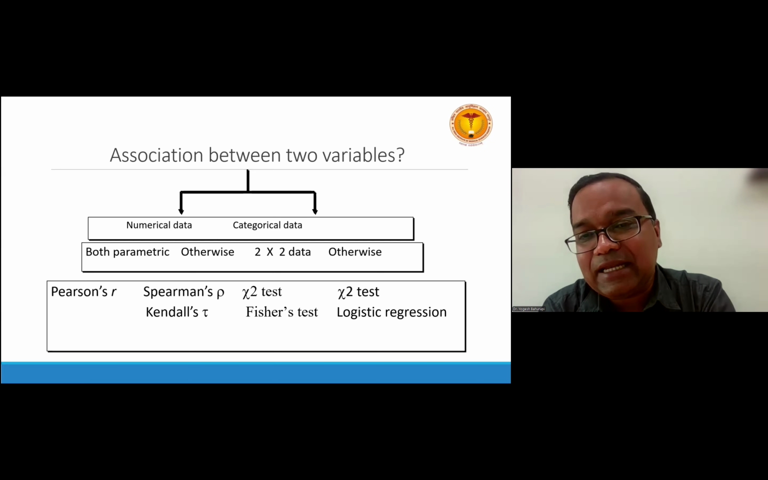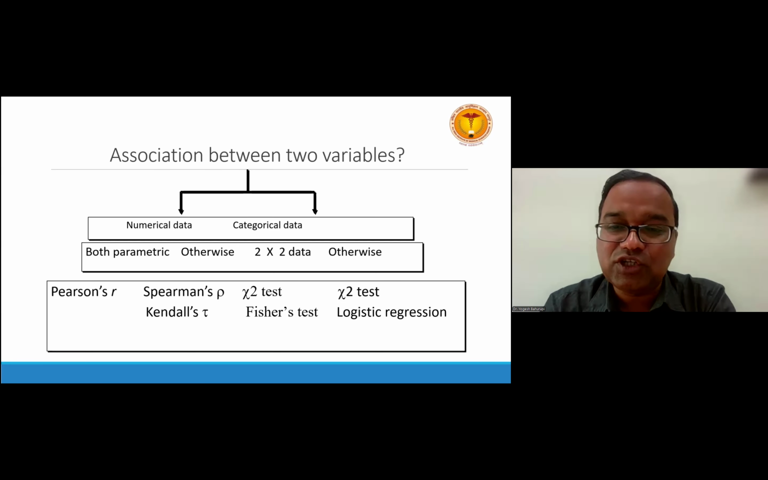Now, when it comes to categorical variables, if it's 2 by 2 data, we'll apply chi-square test and Fisher's test.